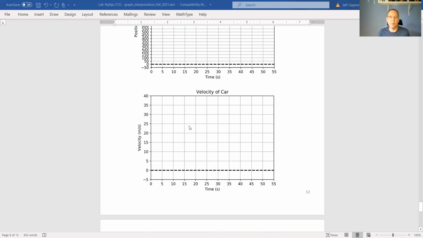And I want you guys to think a little bit about this. Okay, great. So that should help you guys out with this graphical interpretation lab. Thanks.